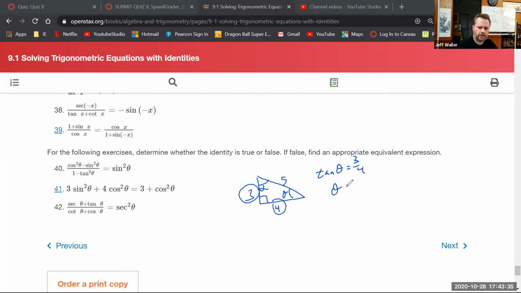So how can I get the angle? I'll take the inverse tangent. Make sure the calculator is in radians. It'll give me the answer, round it to 2 places, I'm done. Then I can do that angle.